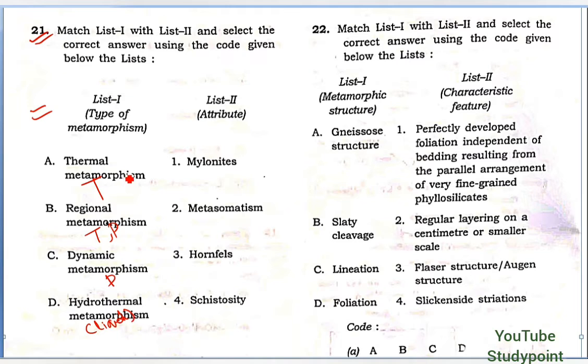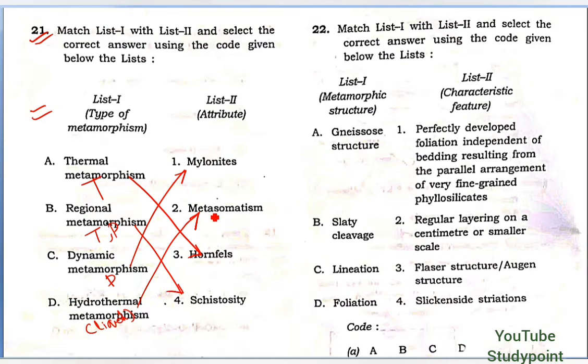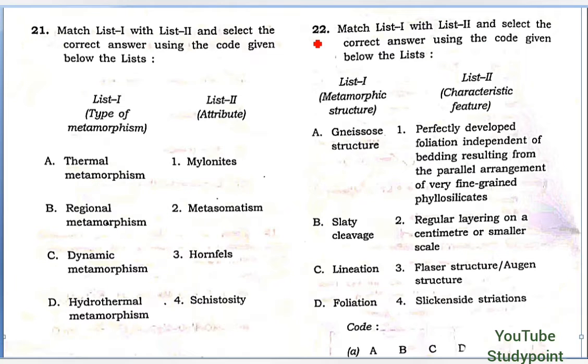So, by thermal metamorphism hornfels are formed. In regional metamorphism schistosity develops, but in dynamic metamorphism or in high pressure mylonites are formed. In hydrothermal metamorphism metasomatism occurs. The right answer is option B, A3, B4, C1, D2. Okay. Next question number 22.